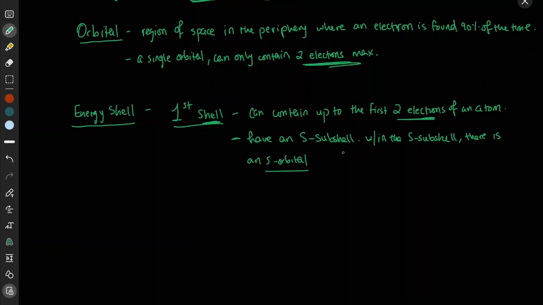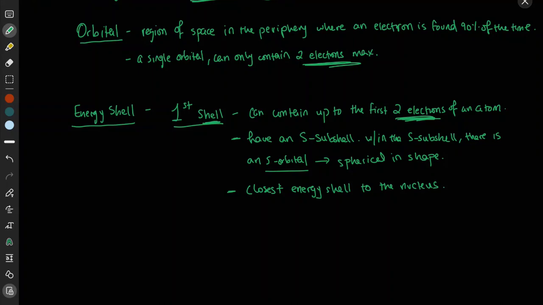So you have a shell. The first shell has a subshell called the S subshell. The S subshell contains an orbital called the S orbital. And it's within this S orbital that these two electrons are going to be housed. Now this S orbital is spherical in shape, right? Something that's important to note about the first shell is that it is the closest energy shell to the nucleus.